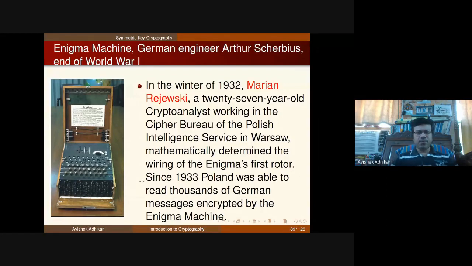But unfortunately, it was not the case. In 1932, Marian Rejewski, a Polish mathematician, very young at that age, only 27 years old. He was a mathematician, but he was working with the British intelligence and all. So he finally broke it.